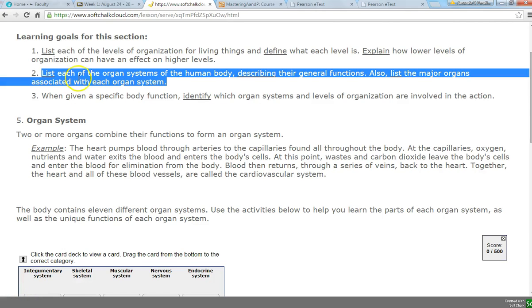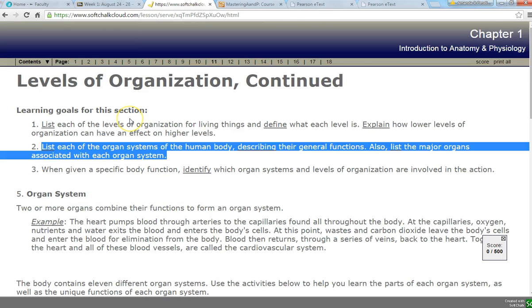Okay, so we are about to go over this objective. It's found on page 11 of your lesson. List each of the organ systems of the human body, describe their general functions, and list the major organs associated with each organ system.